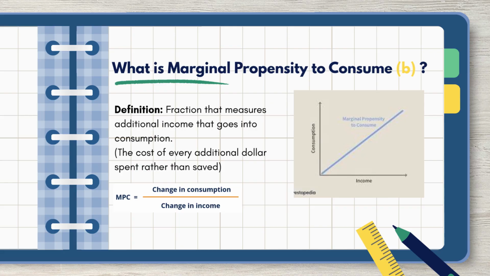Moving on, I wanted to talk a little bit more about what is marginal propensity to consume, otherwise known as the B in the formula of planned aggregate expenditure. And this can be defined as the fraction that measures additional income that goes into consumption. It can also be seen as the cost of every additional dollar spent rather than saved. Its formula can be seen as MPC equals the change in consumption over the change in income. And if you see to the right, you can see a little graph that depicts how exactly marginal propensity to consume can be seen as.